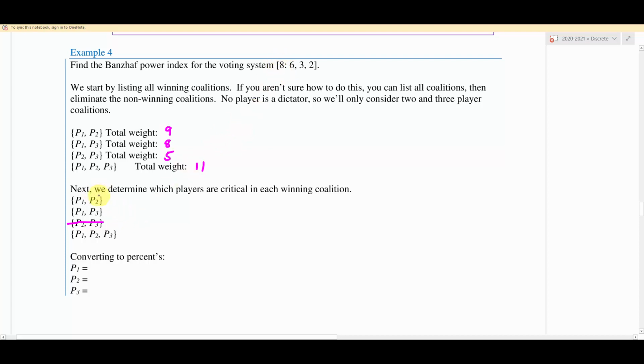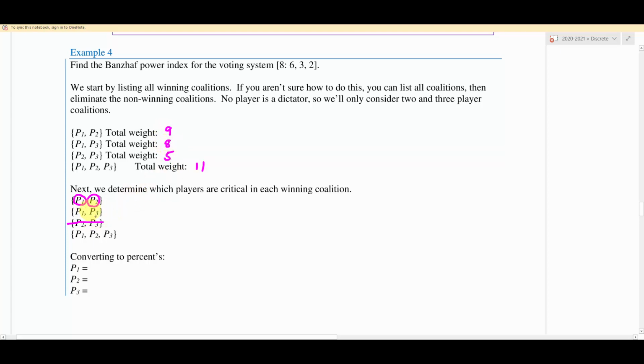So player 2 is critical. So I'm going to circle player 2 because player 2 in this coalition is critical. And if player 2 is critical, then player 1 must also be critical because player 1 has even more votes than player 2. So I'm circling them both to indicate that they are critical. And then I'm going to go and analyze my next coalition, player 3 and player 1. So remember, they had a total weight of 8.